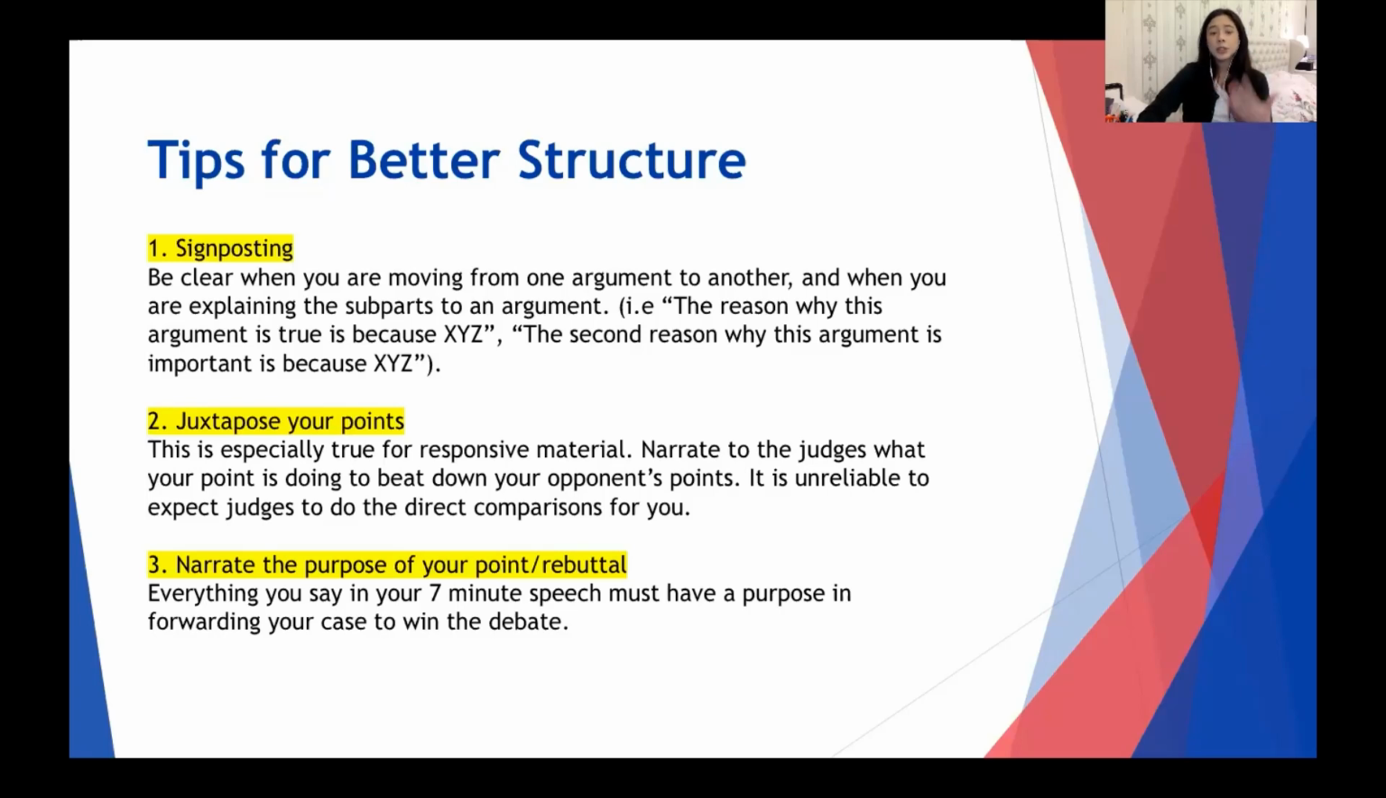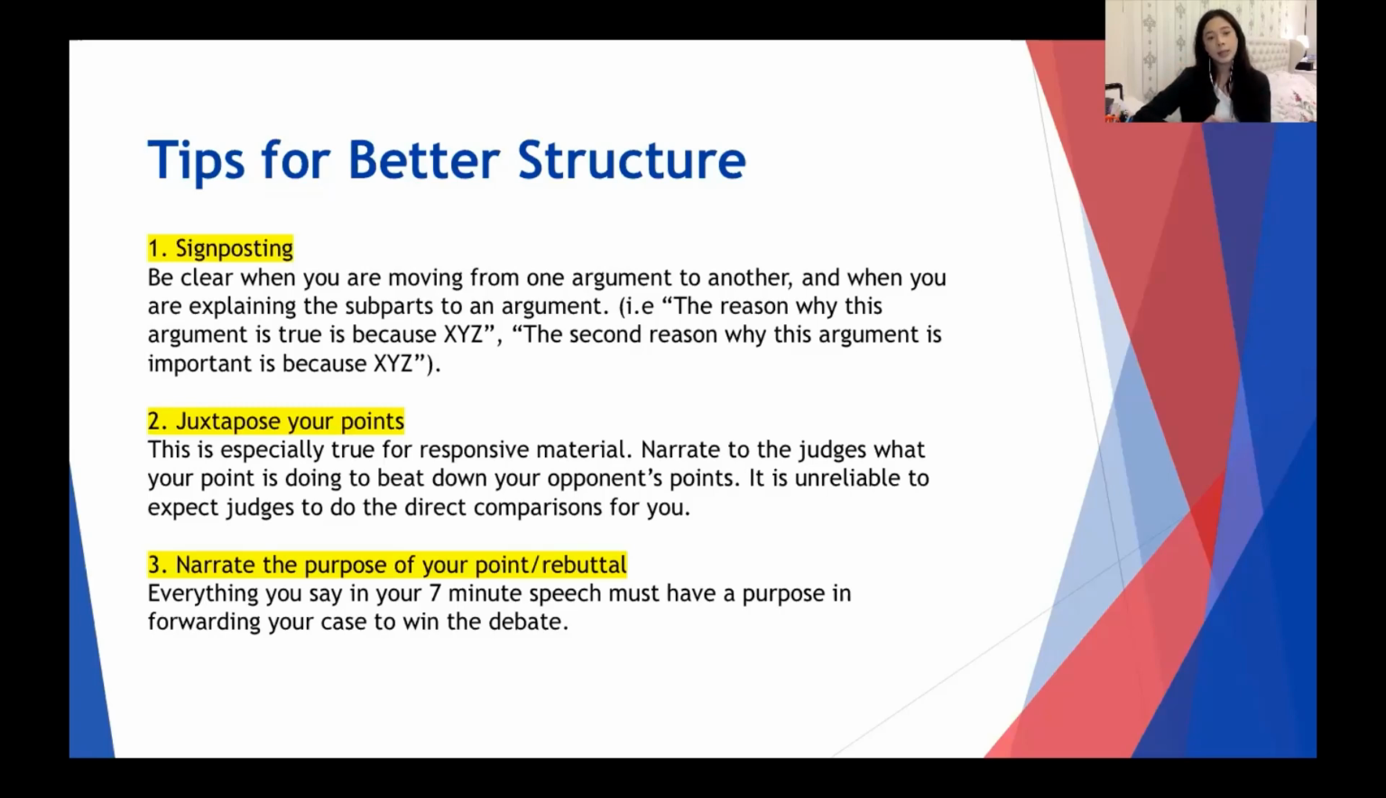I think once you've internalized clarity, you'll eventually find your own way of moving through those arguments in a much more structured way, in a way that feels more you and less robotic. But I think a good starting point is to remember signposting. Secondly, is to juxtapose your points.